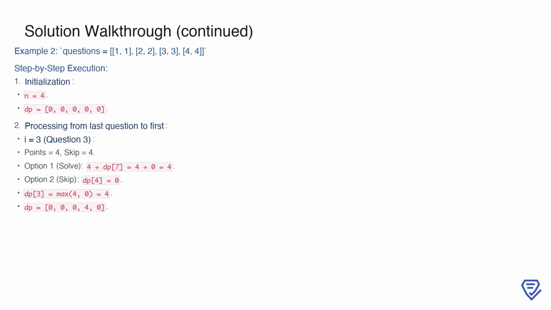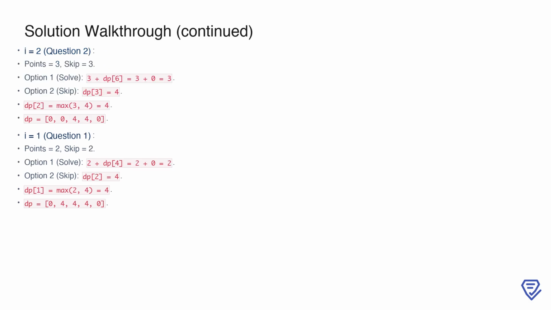Starting with question 3, which offers 4 points and requires skipping 4 questions, solving it gives 4 plus DP[7], which is 4. Skipping it gives DP[4], which is 0. The better option is to solve, so DP[3] becomes 4. The DP array now looks like 0, 0, 0, 4, 0.